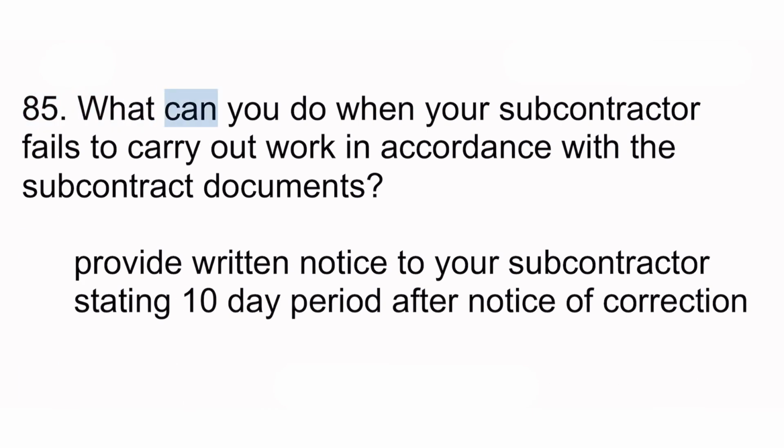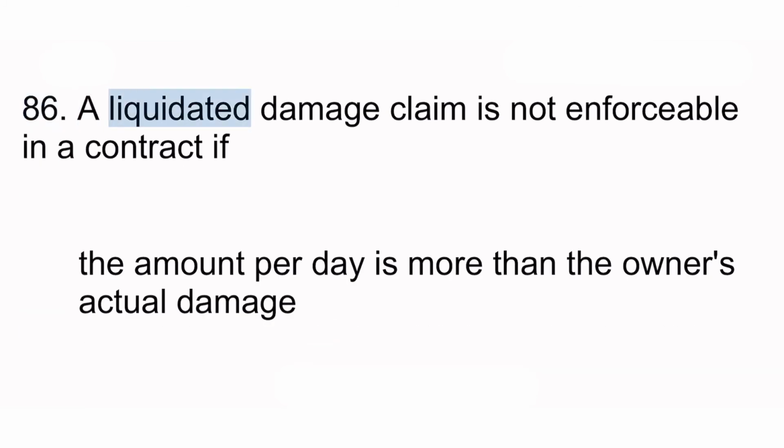85. What can you do when your subcontractor fails to carry out work in accordance with the subcontract documents? Provide written notice to your subcontractor stating 10-day period after notice of correction. 86. A liquidated damage claim is not enforceable in a contract if the amount per day is more than the owner's actual damage.